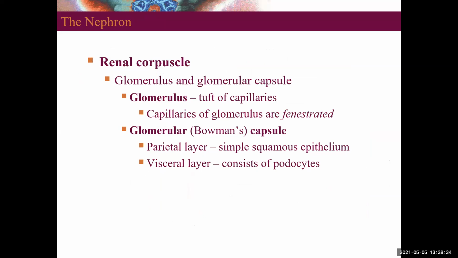Okay, so renal corpuscles are the glomerulus and glomerular capsule. The glomerulus is the tuft of capillaries, and the capillaries of the glomerulus are fenestrated. Let me tell you one thing. Fenestrated means, what does it exactly mean? So let's see, this is the glomerulus capillaries here. And if you magnify and take one cell here, an endothelial cell of the glomerulus, what are you going to see? You're going to see holes in the plasma membrane of this cell.